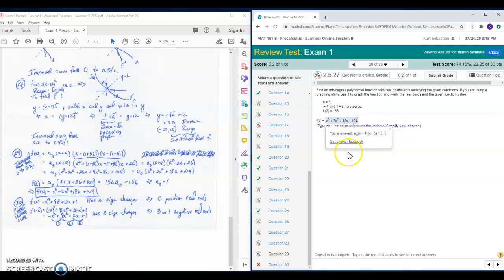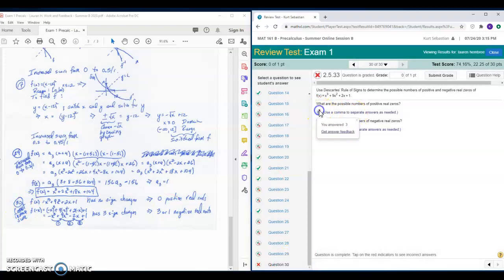And the same thing on 30. The problem with 30 is you just wrote answers that didn't make sense to Descartes' rule of signs. So I really couldn't give you any credit for this. But Descartes' rule of signs says you look at f of x, and if there's any sign changes, right? So it goes from a positive x cubed to a positive 9x squared, no sign change, to a positive 2x, no sign change, to a positive 1, no. So there's no sign changes, which means there can only be 0 positive real roots.